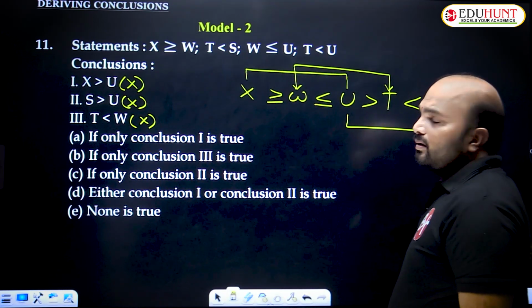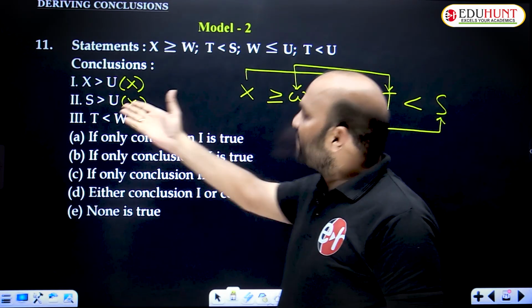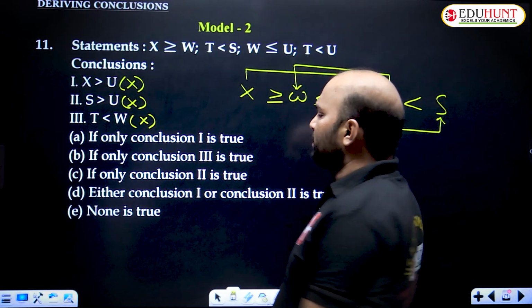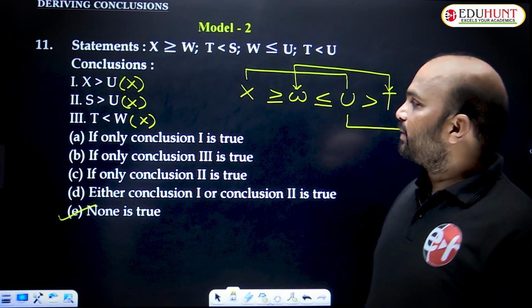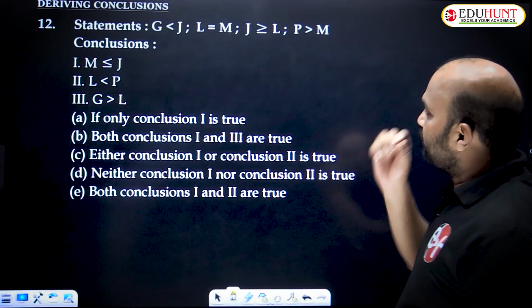So all are fail. If all are fail, then we have to check same variables. Have the same variables appeared in those conclusions? No. So none is true is the right answer. Option E is the right answer. Am I clear? So let us go to question number 12.